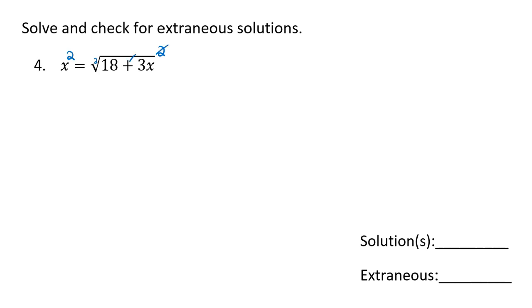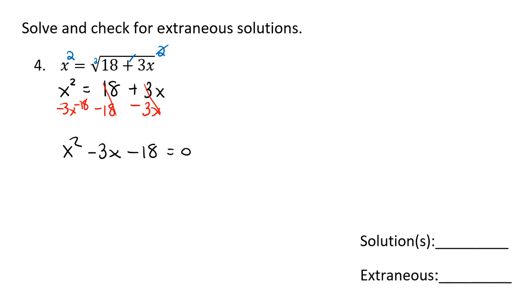So these will cancel each other out. So we have 18 plus 3x, and now we have x squared on the left side. Well, we have an x squared and an x, which means we need to move everything to one side so we can factor. Now, in this case, since the x squared is on the left side of the equal sign, we want to move everything over there. So I'm going to minus the 3x. I'm going to minus the 18. So I will end up with x squared minus 3x minus 18 equals 0.